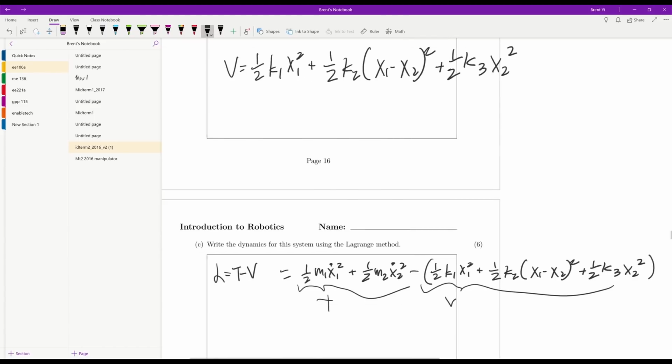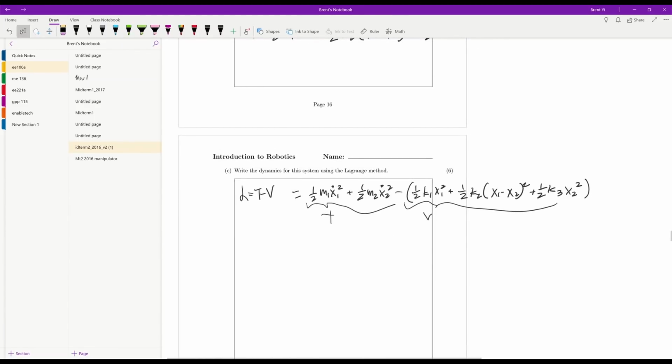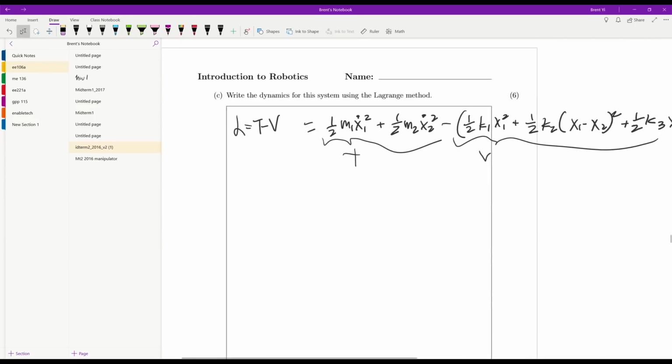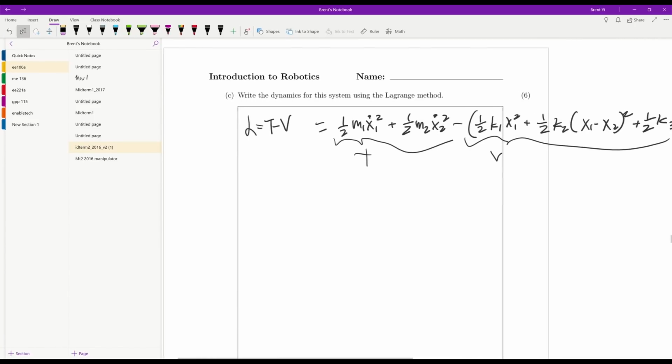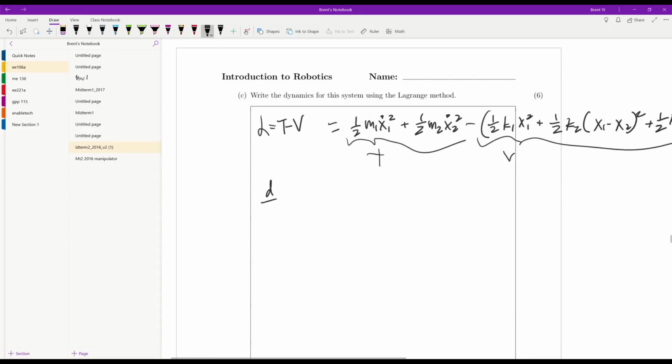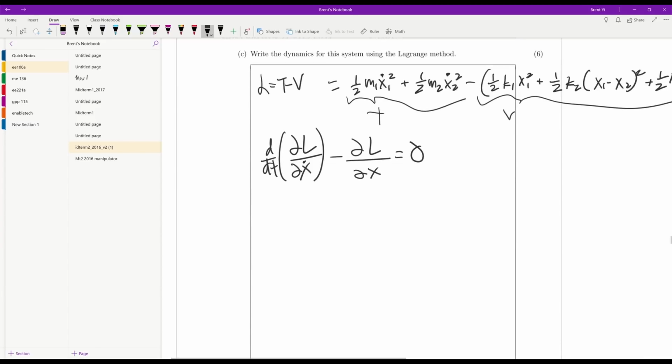Now we need 2 equations of motion, one for each of the state variables, so one for x1 and one for x2, and this will describe the dynamics of the system. Since there's no external forces, we can just write that d over dt of the partial derivative of L with respect to one of the state variables dotted, minus the partial derivative of L with respect to that state variable is equal to 0. This is just the standard equation, it's on your cheat sheet. So we'll just compute each of these terms for both x1 and x2.